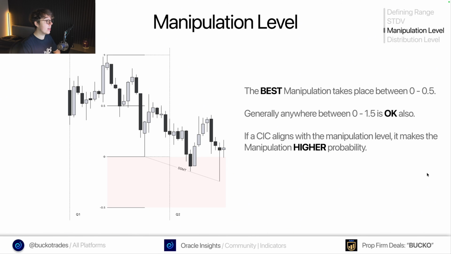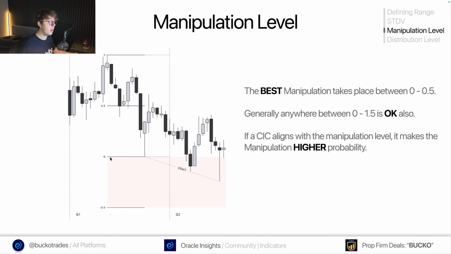And if a cracking correlation aligns with the manipulation level, it makes the manipulation higher probability, okay? So as you can see, here is an example, the one that we showed in the previous slide. This is the Asia range that we have marked out. We ignore the first third. We mark out our highest high to the lowest low. We pull that standard deviation. And as you can see, we have our manipulation take place between 0 to negative 0.5, okay?